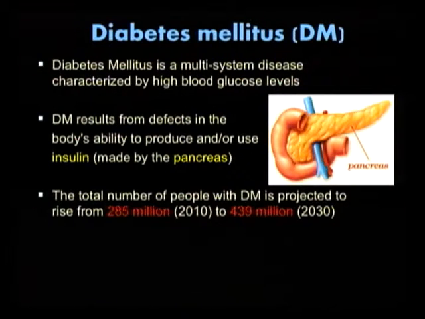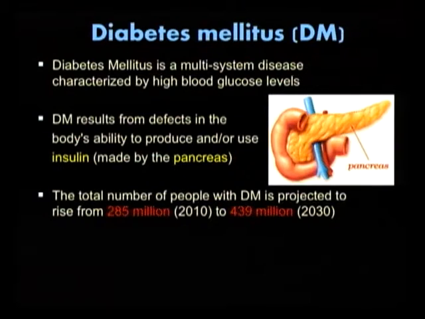We talked about diabetes all this afternoon, but what exactly is the definition of diabetes accepted by the medical community? As some of you may know, diabetes mellitus is a multi-system disease characterized by high blood glucose levels or hyperglycemia. Diabetes results from defects in the body's ability to produce and or use insulin, which is actually a hormone made by the pancreas. That's the gland that produces insulin.